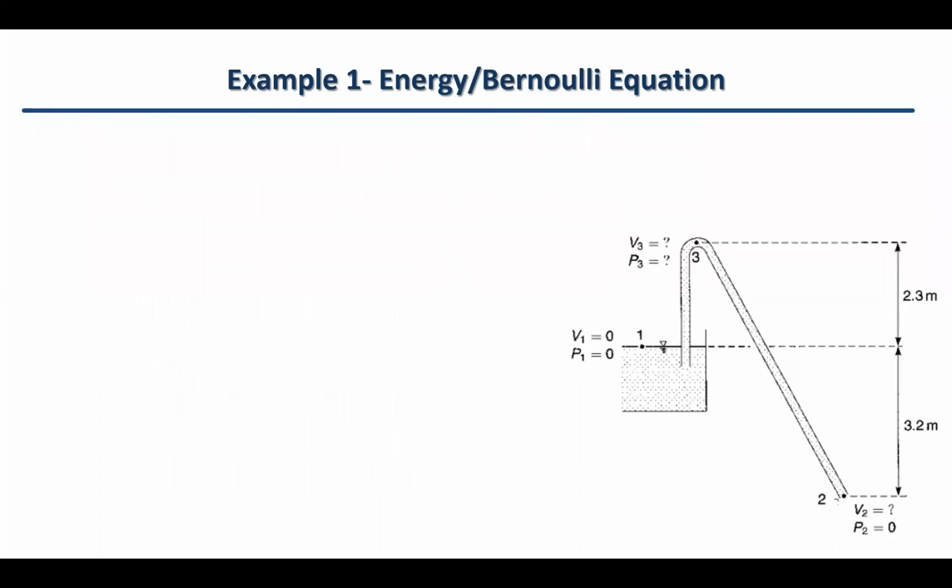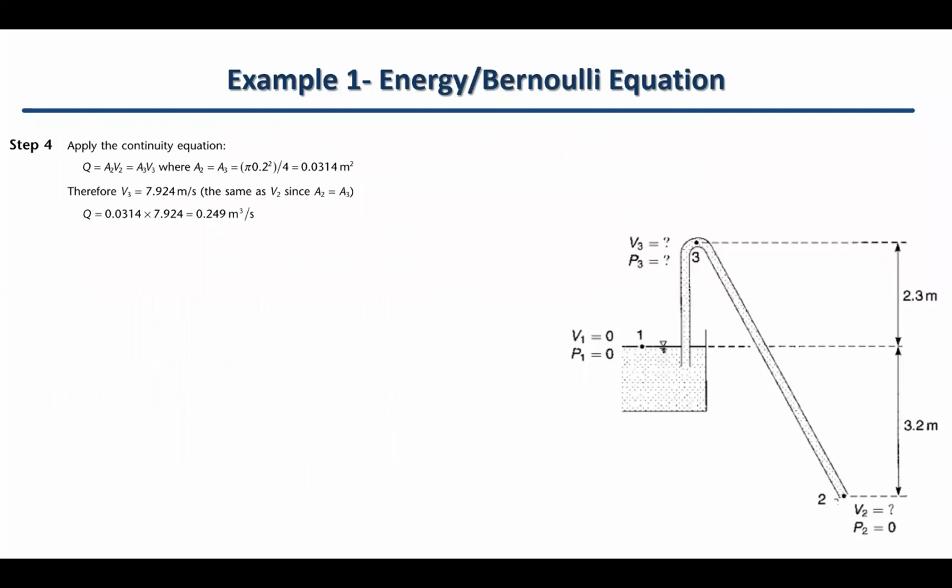If you want to calculate V3, because the diameter is the same, by using the continuity equation, Q is equal to A times V2 or A times V3. Because the diameter is the same, the velocity is also the same. We can write the cross-sectional area as pi d squared over 4, with d equal to 0.2. Remember, pi d squared over 4 is the formula to calculate the area. I hope it's clear for everybody.